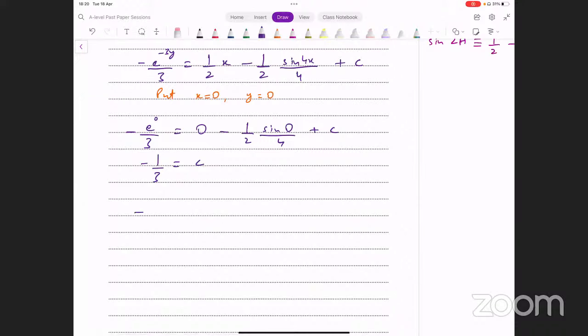Now the differential equation that we have becomes minus e raised to power minus 3y divided by 3, that equals 1 over 2x minus 1 over 2. In fact, ये 2 और 4 ये 8 हो जाएगा. इसको हम 8 लिख लेते हैं. Let's say this is sine 4x over 8 plus c. C की value क्या आ गई? minus 1 over 3. ये आपके पास differential equation का solution आ गया जिसमें आपने c की value भी figure out कर ली. ठीक है, अब उसने क्वेश्चन में क्या कहा हुआ है?